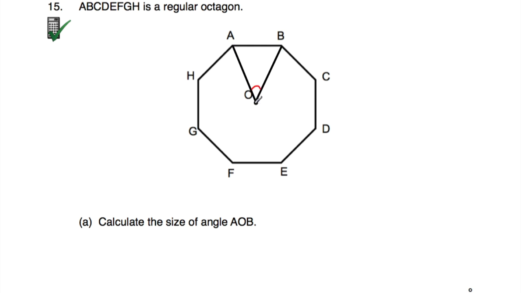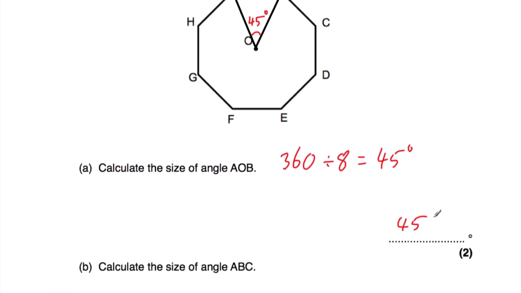Now, one thing I notice is if we join the center of the octagon to each one of the vertices of the octagon, so each one of these letters, we would have eight identical triangles. So if we do 360, the angles at a point, divided by eight, because it would be eight triangles, that will tell us the size of this angle. So let's take our 360, and it's a calculator question, divided by eight, and that's equal to 45 degrees. So that means the angle AOB is 45 degrees. So let's write that down, 45 degrees.